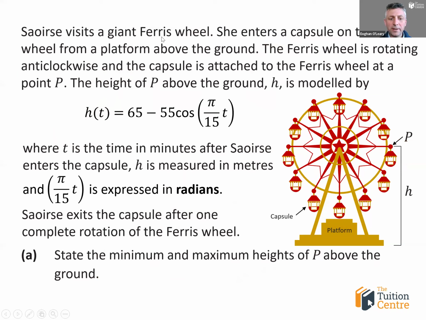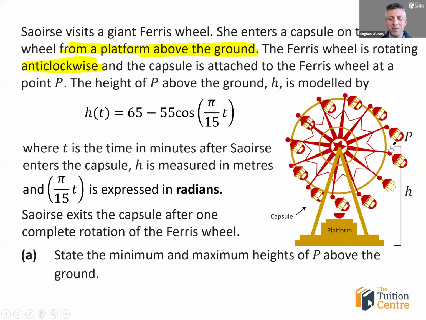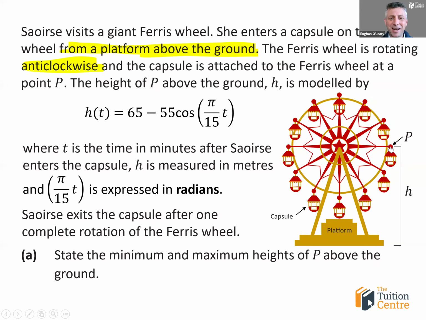Saoirse enters a giant Ferris wheel. She enters a capsule on the Ferris wheel from a platform above the ground. So it's above the ground, so that part will be important. The Ferris wheel is rotating anti-clockwise. Anti-clockwise. Let's see, is our rotation right? It is. And the capsule is attached to the Ferris wheel at a point P.